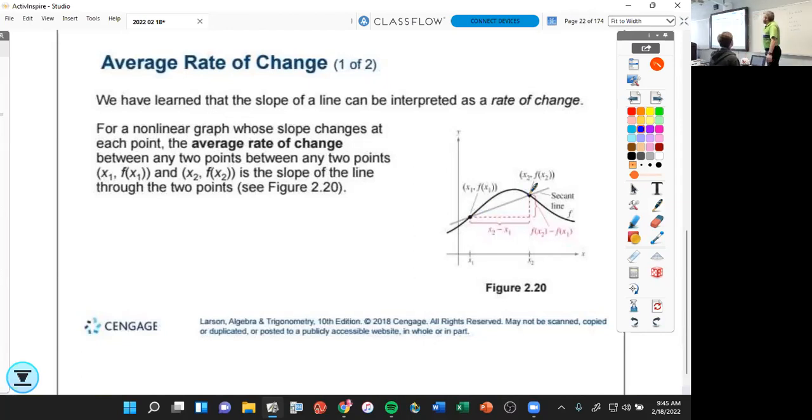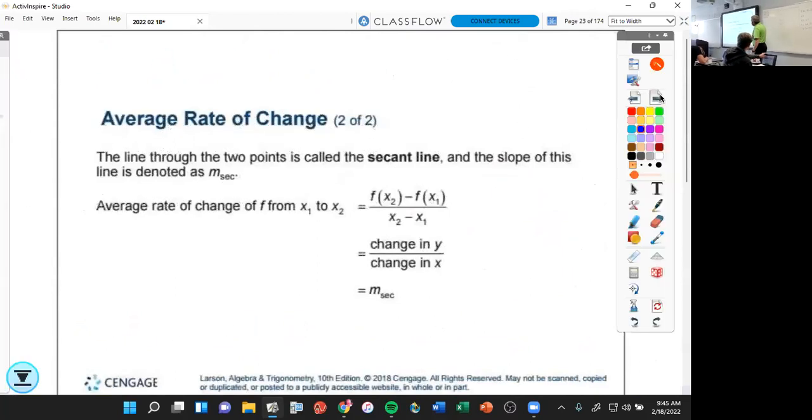Drawing a line that goes through a curve twice like this is called a secant line. So we are finding the slope of the secant line. The slope of the secant line gives us the average rate of change. Okay. A line through the 2 points, like I just said, is called the secant line. The slope is denoted as m sub sec.